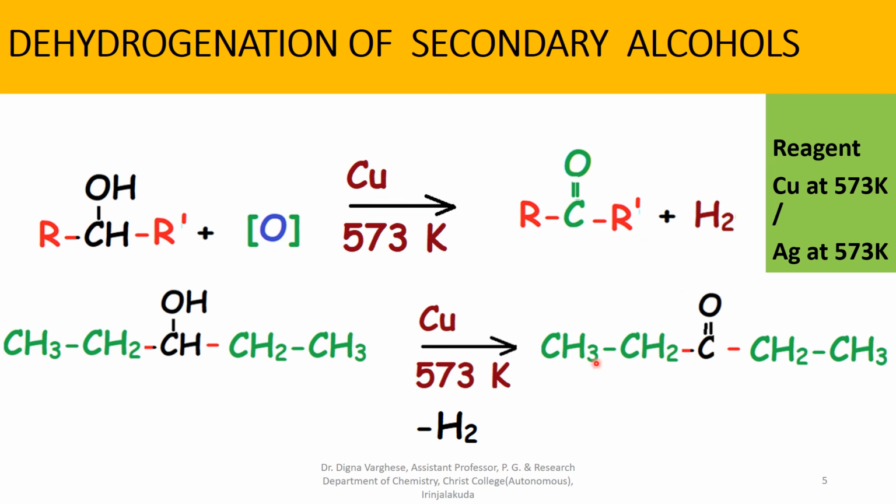In this method, hydrogen is removed. The secondary alcohol undergoes oxidation by passing over heated copper or silver. It will remove hydrogen and form ketone. So it is dehydrogenation of secondary alcohols forming ketone.